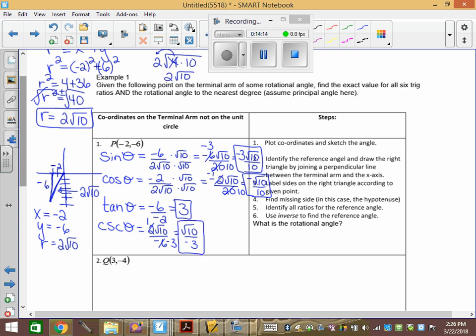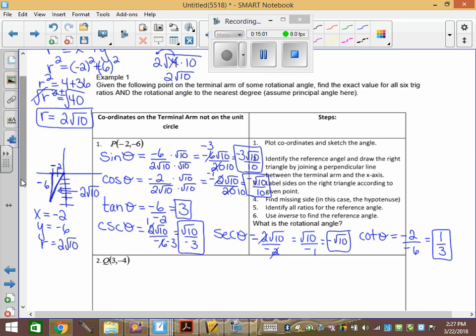Okay, secant is besties with cos. Cook extra rice. So this is going to be r over x instead. So 2 root 10 over negative 2. So you get root 10 over negative 1. Are they going to write it like that? They're just going to call it negative root 10. And then cotan theta, the opposite of tan. Tan your x box. So this is going to be x over y. So negative 2 over negative 6, which is a third.